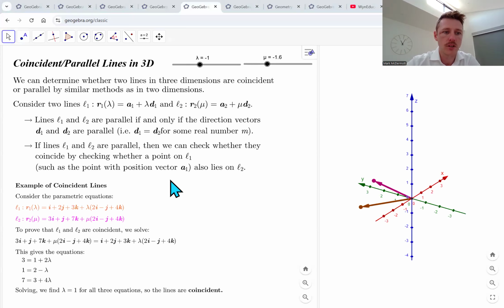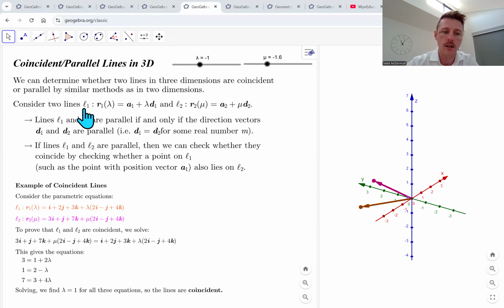Okay, so the first thing we're going to do is look at coincident/parallel lines in 3D. I'm not going to do both. We'll just look at an example of coincident lines, but the same idea holds true for parallel lines in 3D. So let's have a read. We can determine whether two lines in 3 dimensions are coincident or parallel by similar methods as in 2 dimensions. So pretty much doing the same thing as we did before. We just got an extra dimension to worry about.